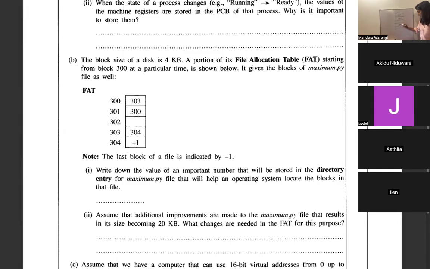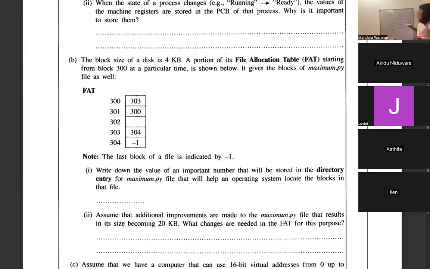304, and minus 1. We have 300 here, 301, 302, 303, and 304. A portion of a file allocation table, stating the blocks starting from block 300 at a particular time, is shown below. It gives the blocks for the maximum.py file as well. The last block of the file is indicated as -1.